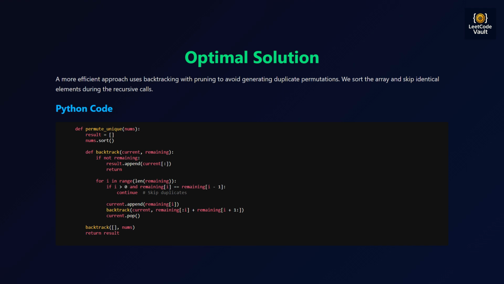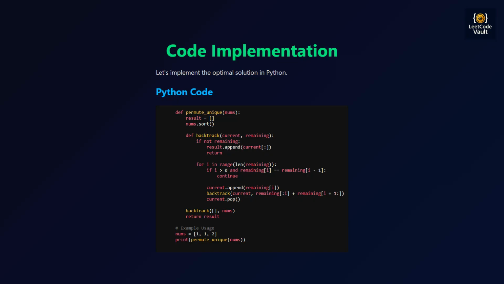We'll use a recursive helper function that takes the current permutation being built and the remaining elements. It will explore all possible choices for the next element, ensuring uniqueness. This drastically reduces the computational overhead compared to the brute force approach, leading to a significantly improved time complexity.